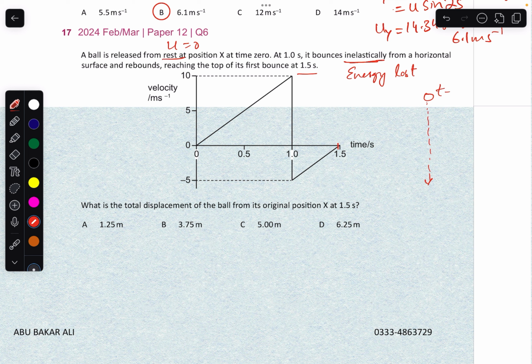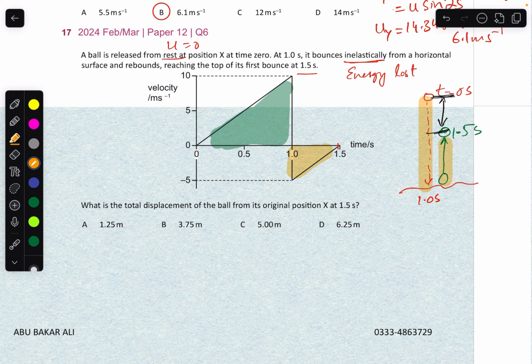This was time equal to 0 seconds, and this is the time when it hit the ground, at 1 second. Now it's bouncing back, it's going up, not reaching the full height, but it will reach some point, at 1.5 seconds. Displacement is the distance between the initial and the final point. So you have to find the area under this triangle and this triangle, and take the difference. That will give you the displacement.